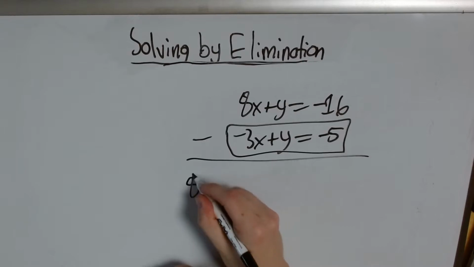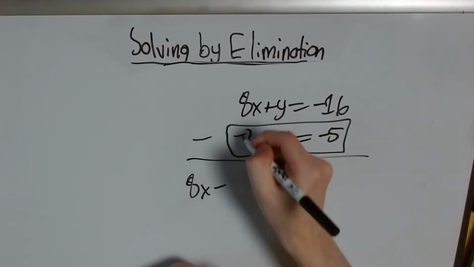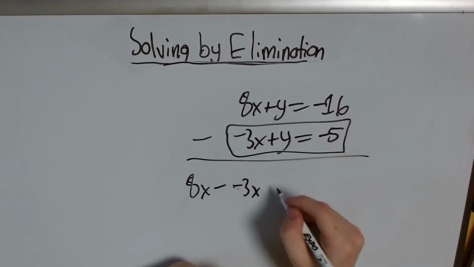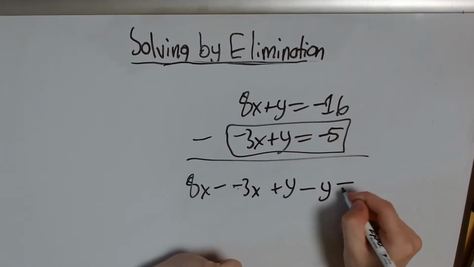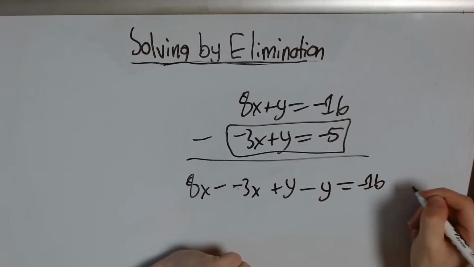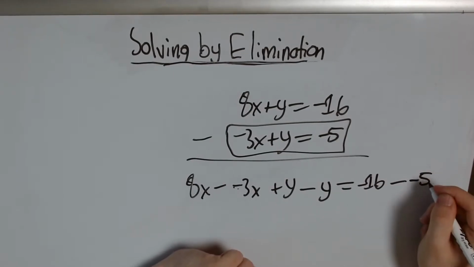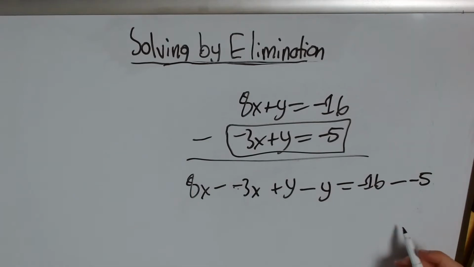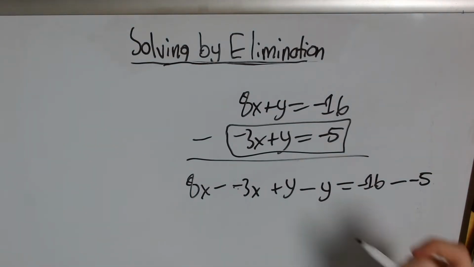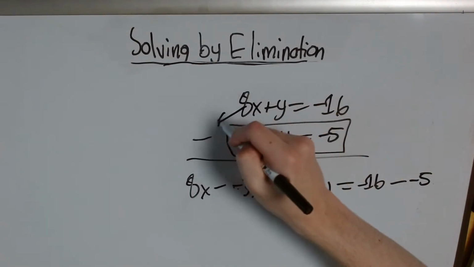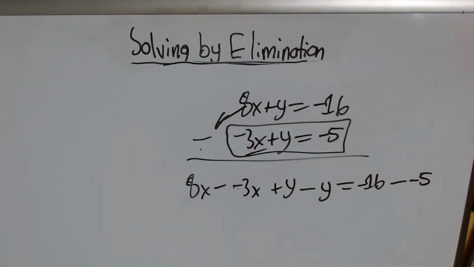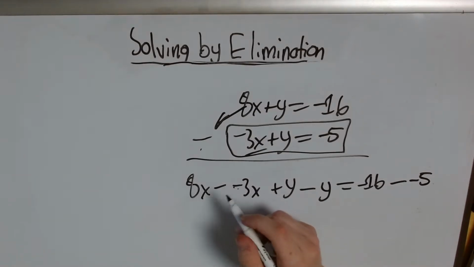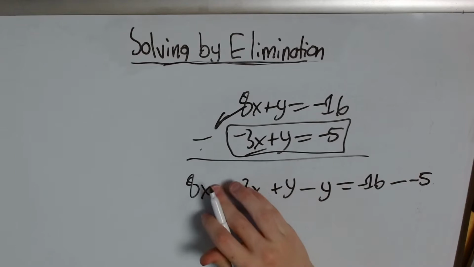Well, I have 8x minus negative 3x plus y minus y is equal to negative 16 minus negative 5. I always recommend writing this out like this, especially if you're uncertain, right? It's 8x, then your operation, then this. So 8x minus negative 3x. And now we go ahead and we simplify. So we have a double negative, that's a positive.